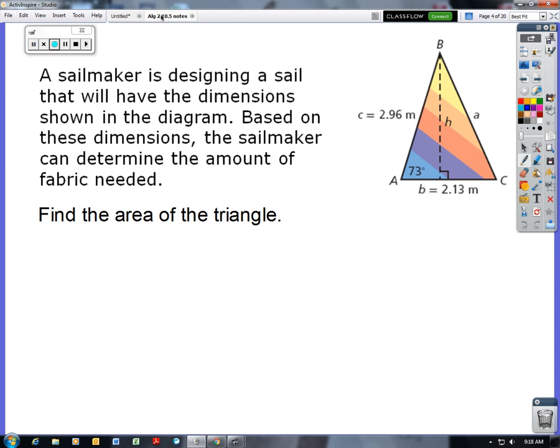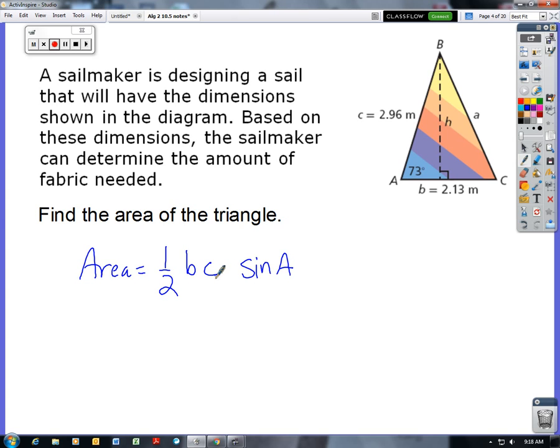We're going to go back to where we were. It says we have a sailmaker with a very pretty sail, designing a sail that has those dimensions. Based on the dimensions, we need to find the amount of fabric, so we need to find the area of the triangle. So I'll say area equals, and looking at the diagram, I know angle A, so I'm going to be using sine of angle A, and it's going to be 1/2 times the sides on either side of A, so that's b times c.